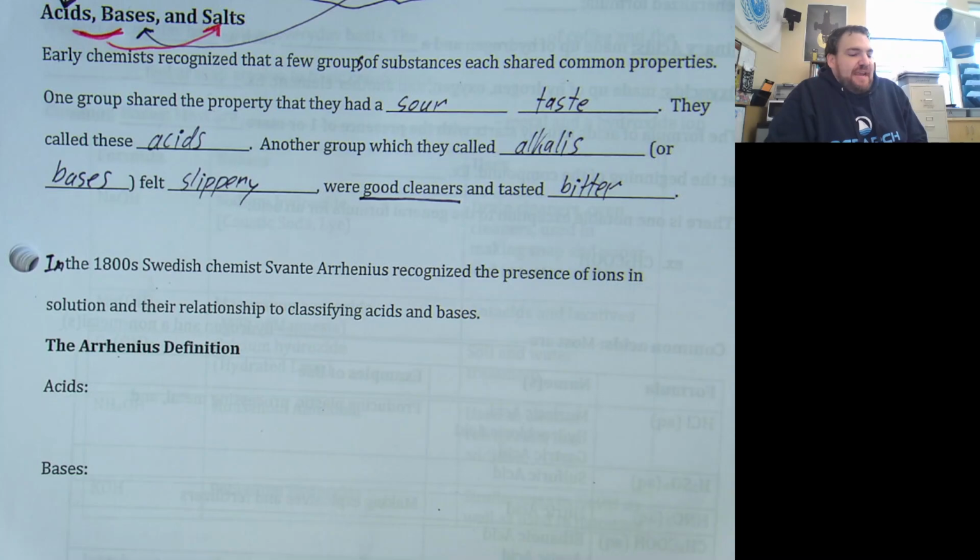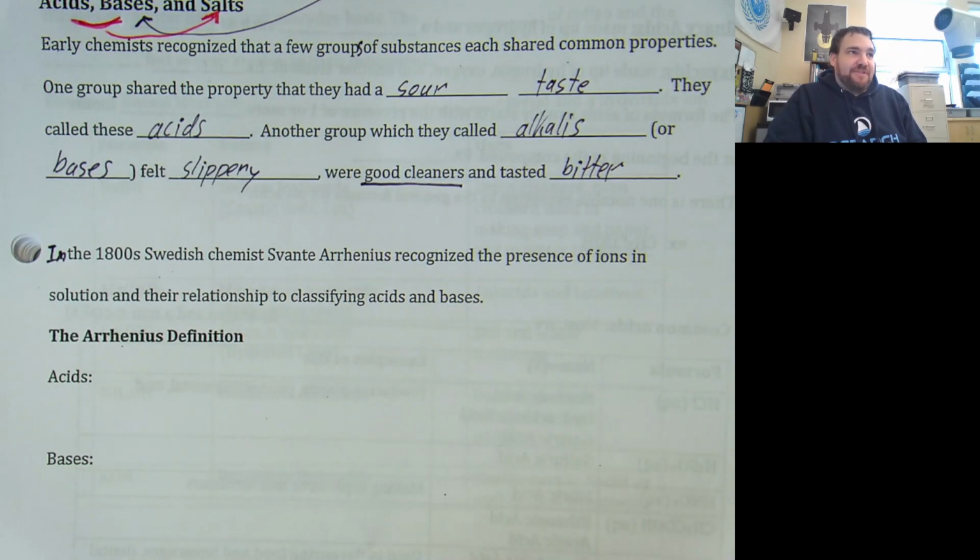In the 1800s, a Swedish chemist named Svante Arrhenius, which is a great name. My wife didn't go for it when we were naming our son, but Svante is a great name.